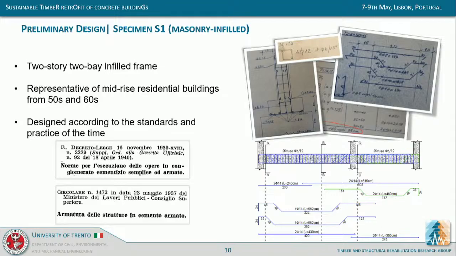We did the design of the specimen according to the standards that were in force at the time, and here you see an excerpt of the Royal Decree from 1939, also keeping in mind what was done in the real world, so the practice. The analysis of the original design documentation showed something that I think everyone knows, that sometimes the rules were not actually followed by the book, due to sourcing of the material, cost-cutting measures, and lack of rigorous inspections.